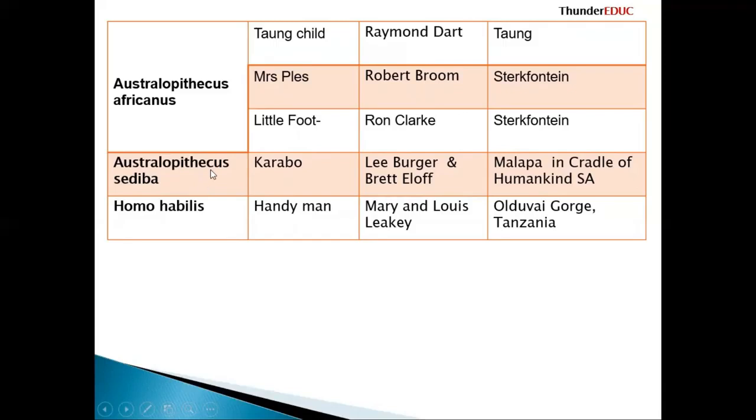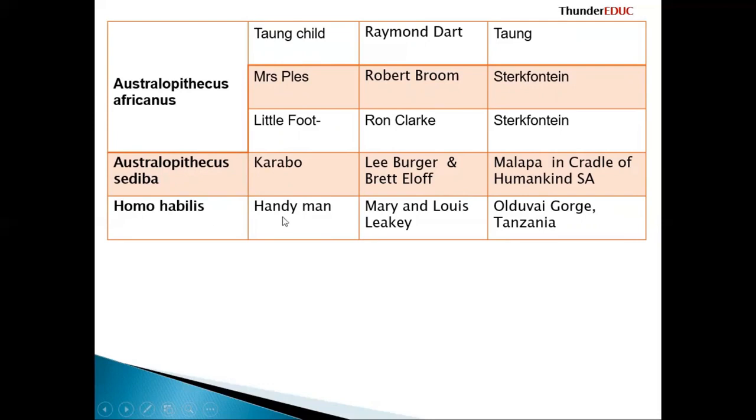I explained the transitional fossil: that is a species which has some characters of the ancestor and some characters of the next or following species. Australopithecus sediba has some characteristics of Australopithecus africanus and Homo habilis. Therefore, it is regarded as a missing link.